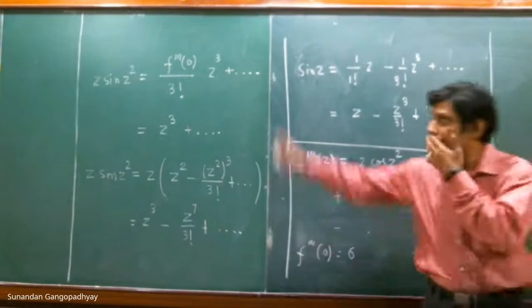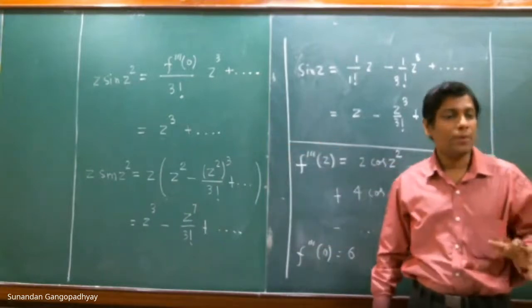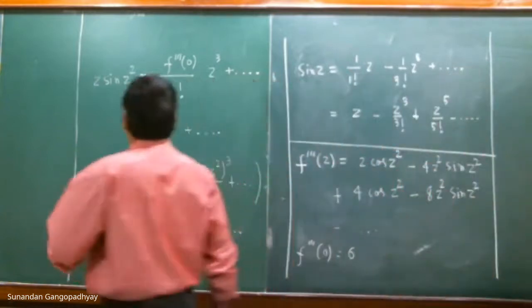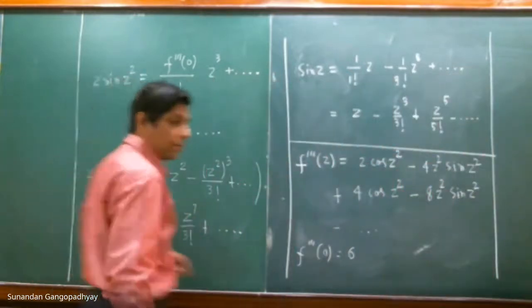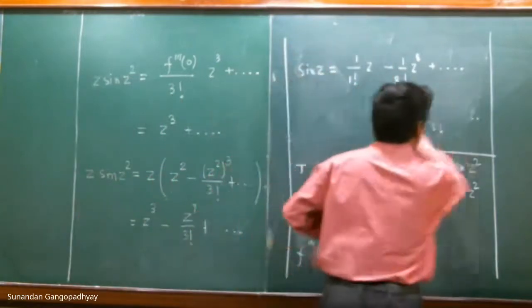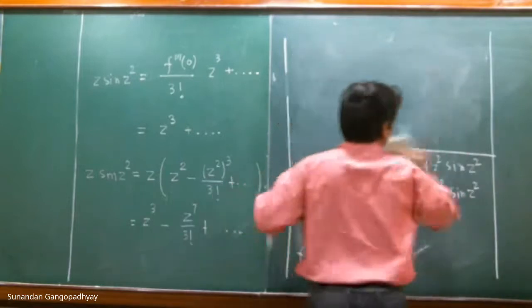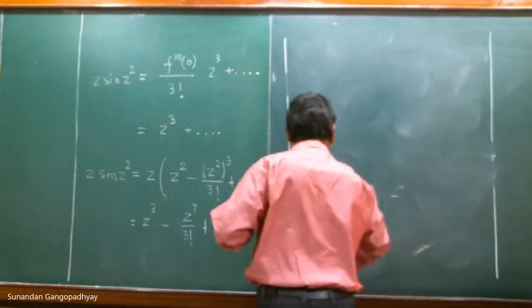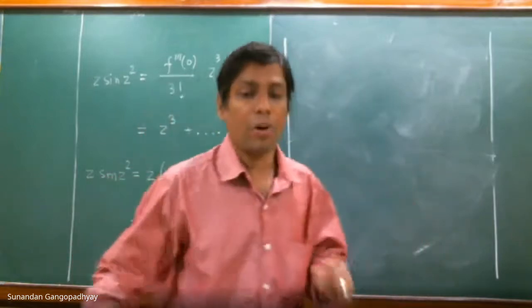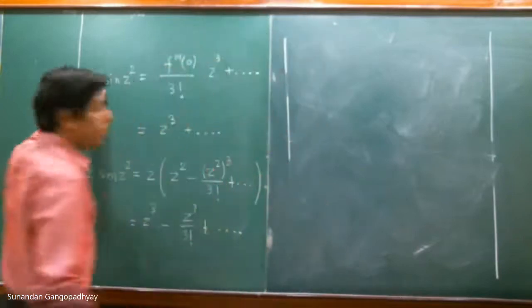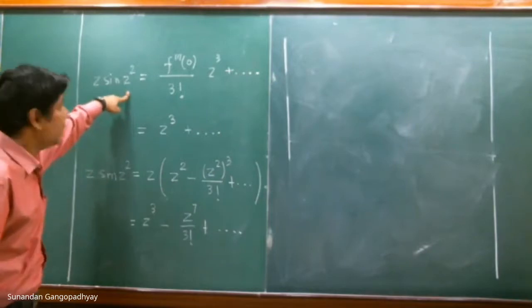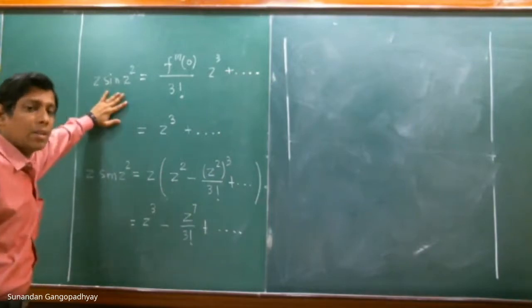So now with this example, we can formulate a definition. And what is the definition? We have given the definition of a pole of order k, but now we can give a definition of a zero of order k. When is a function f of z, a function of a complex variable, said to have a zero of order k? Look at this example that we have discussed just now. z sine z square. Okay, this is an analytic function.